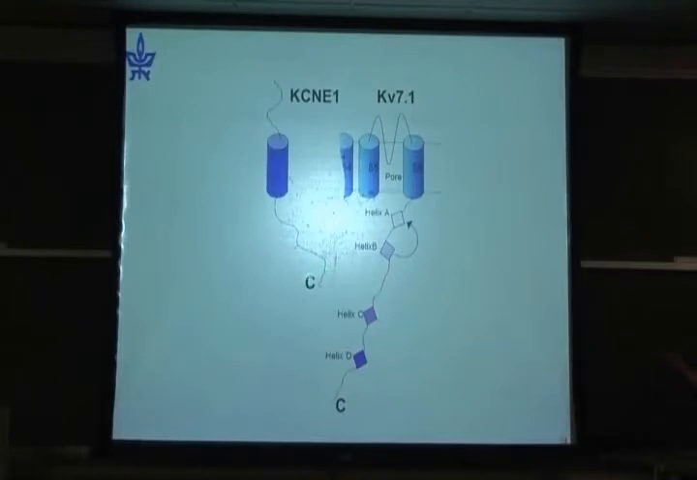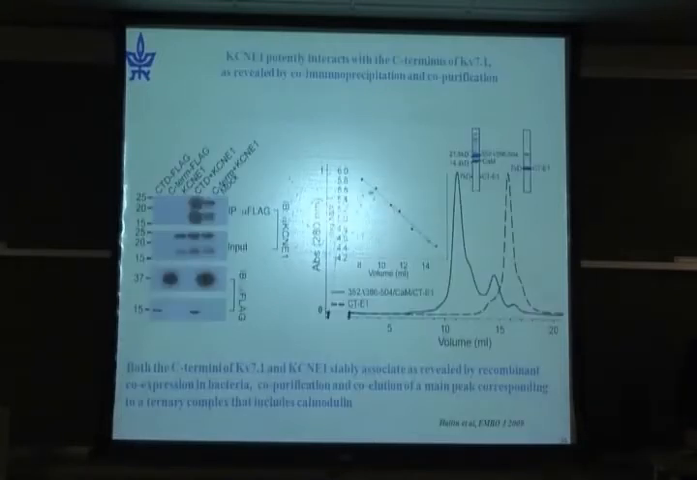Then we analyzed the interaction between the C terminus of the beta subunit and the C terminus of the alpha subunit. To do that, we did a lot of construction and purification. We first checked the potential interaction of the KCNE1 C terminus with the Kv7.1 alpha subunit by co-immunoprecipitation, and this shows the co-immunoprecipitation of the two C termini of the two proteins.